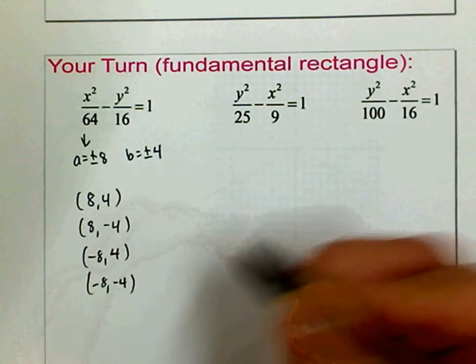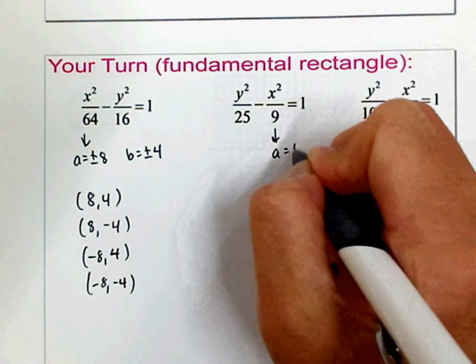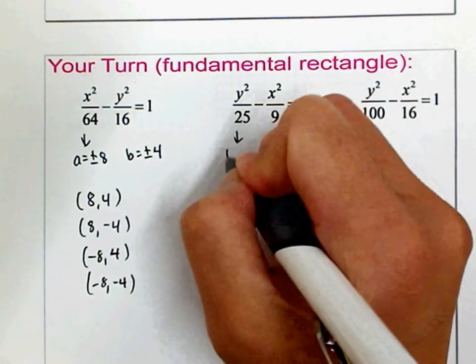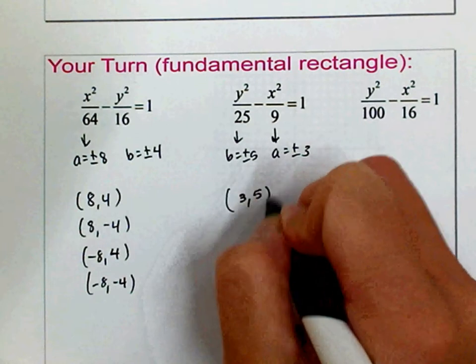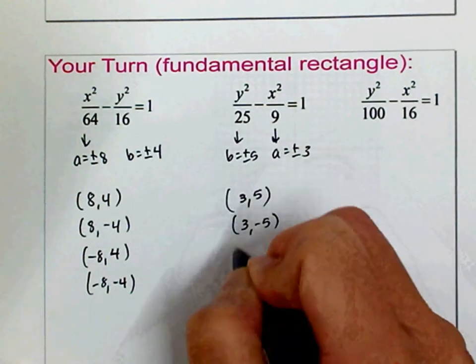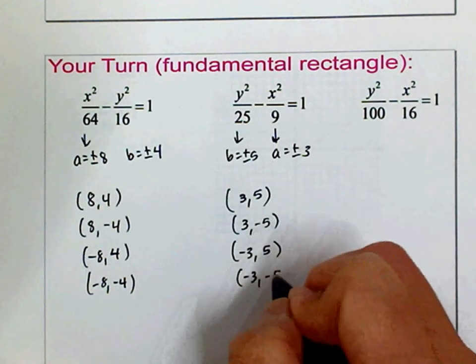Same goes for this one. This time your A is plus or minus 3, your b is plus or minus 5. So a comes first. So 3, 5, 3, negative 5, negative 3, 5, negative 3, negative 5. So just different versions of that.